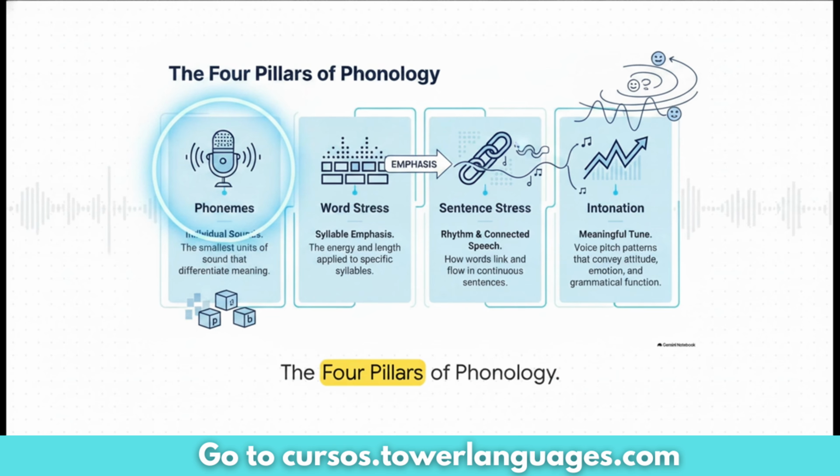This visual brilliantly captures just how broad phonology really is. It rests on four main pillars of the English sound system. First, you've got phonemes, which are the individual sounds. Then there's word stress, which is how we emphasize specific syllables. Next is sentence stress, which shapes the rhythm and connected speech of a whole phrase. And finally, intonation, the meaningful tune or melody of our voice.